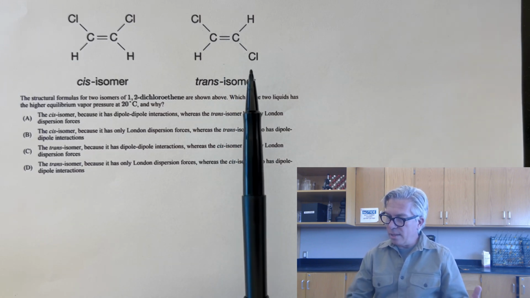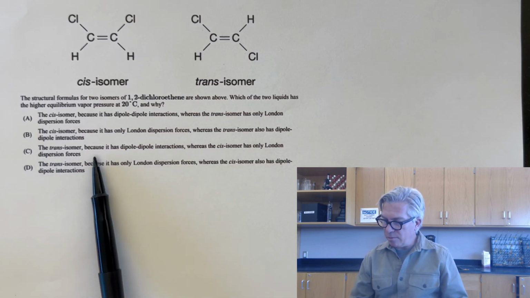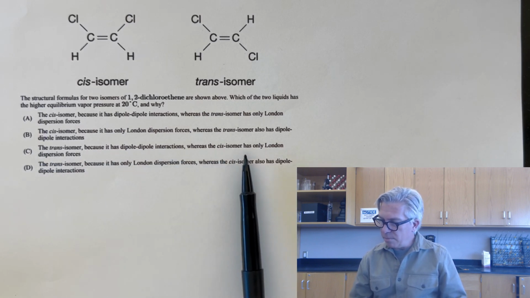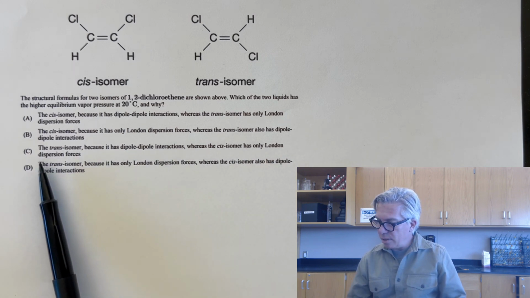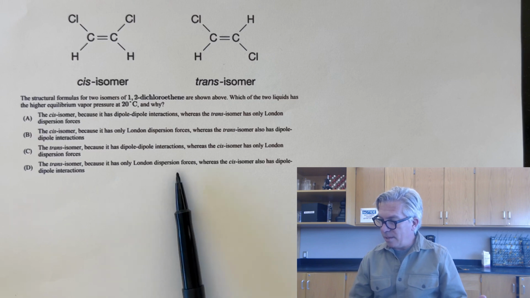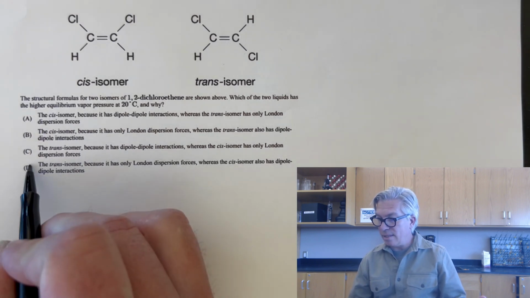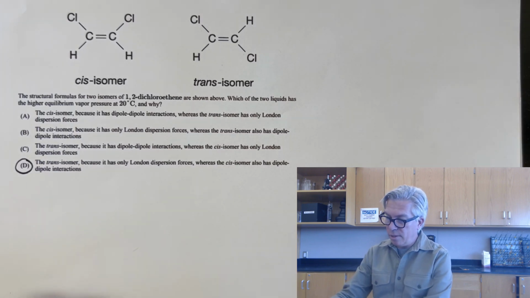So I'm going to go with the trans isomer having the higher equilibrium vapor pressure, which gives me C and D. And it has, because it has dipole-dipole interactions, whereas the cis isomer only has London dispersion. And this is the opposite of that. It's trans because it only has London dispersion, whereas the cis has dipole-dipole. And that is where I'm going to choose my answer on that.